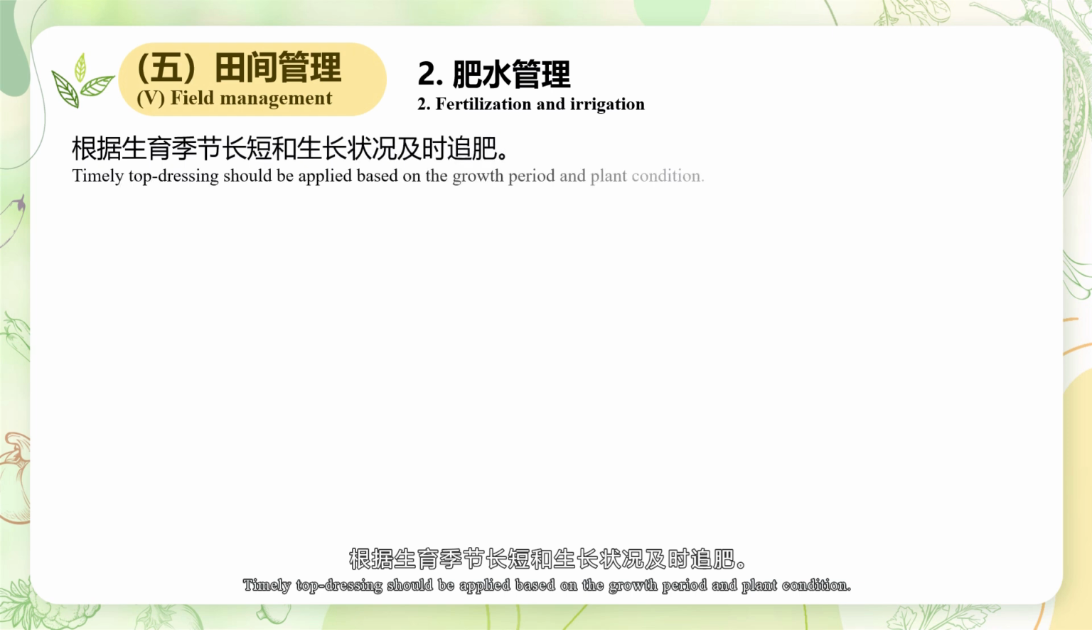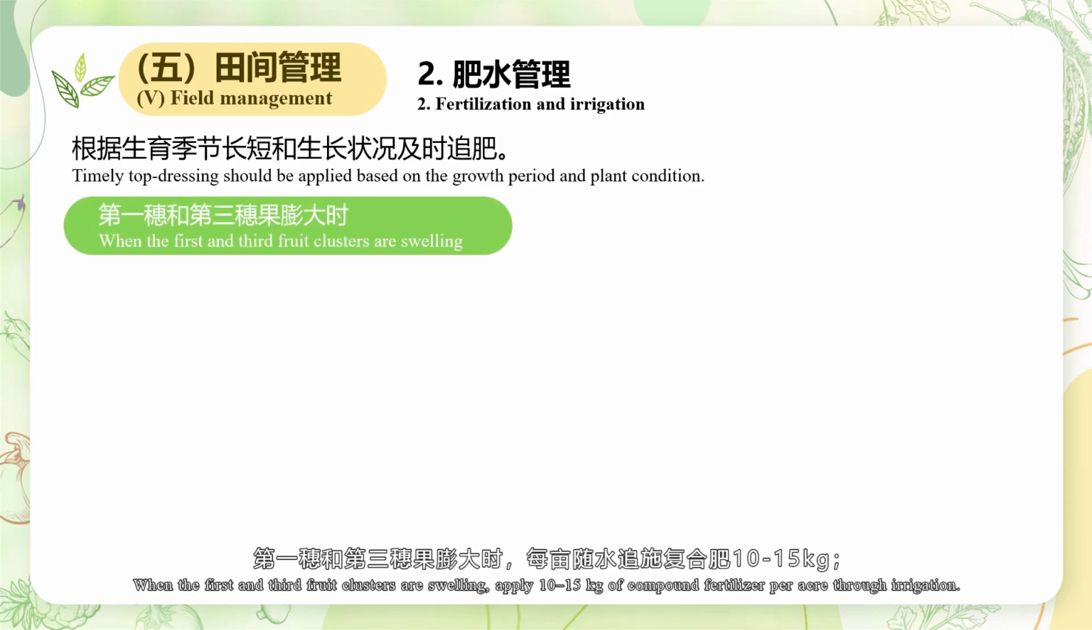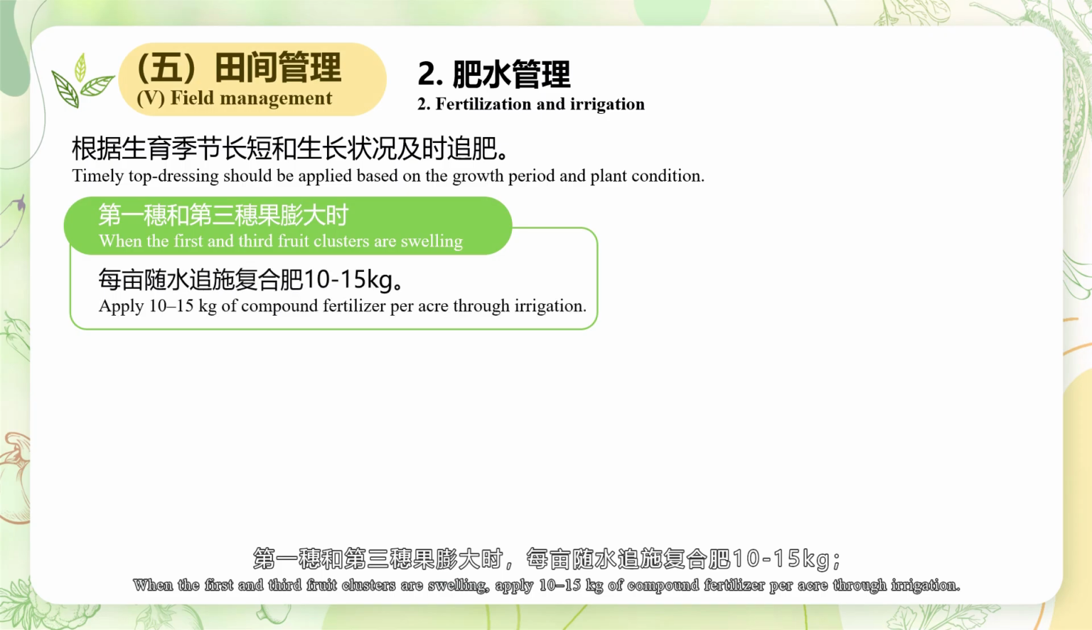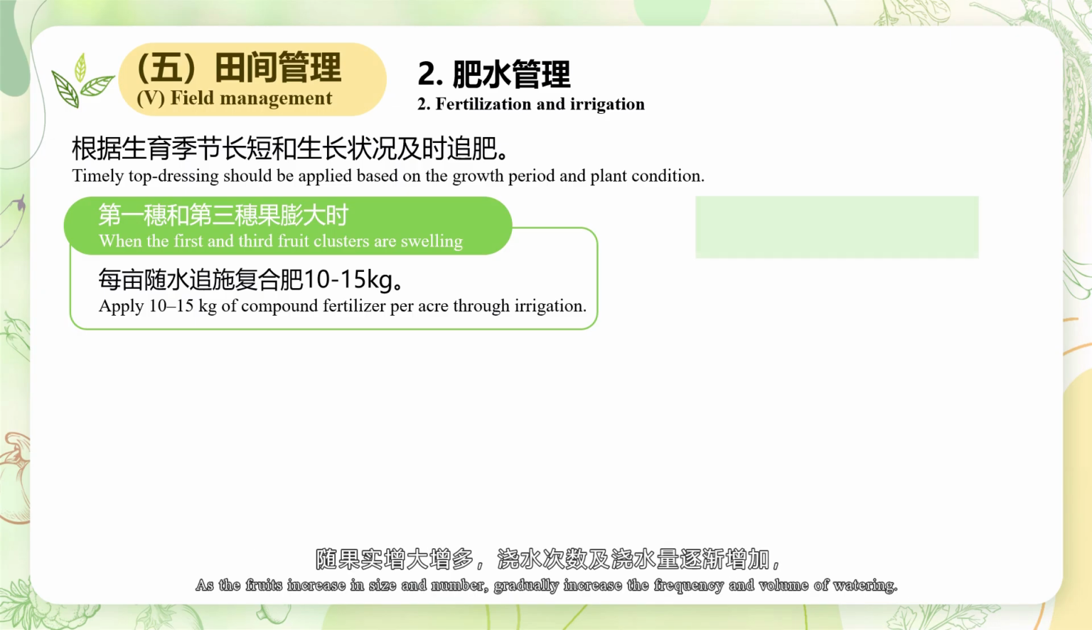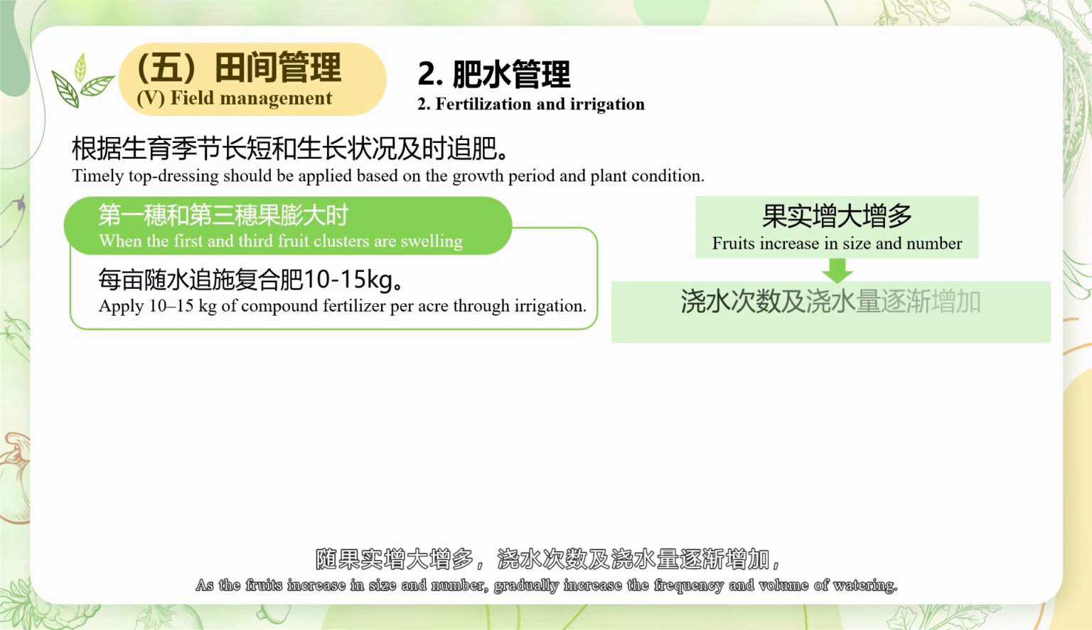Timely top dressing should be applied based on the growth period and plant condition. When the first and third fruit clusters are swelling, apply 10 or 15 kilograms of compound fertilizer per acre through irrigation. As the fruits increase in size and number, gradually increase the frequency and volume of watering.